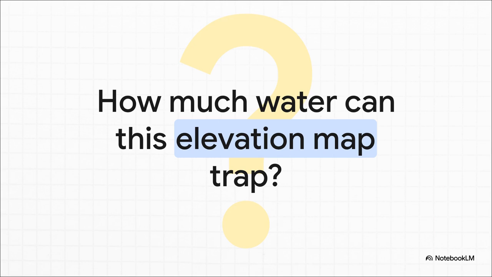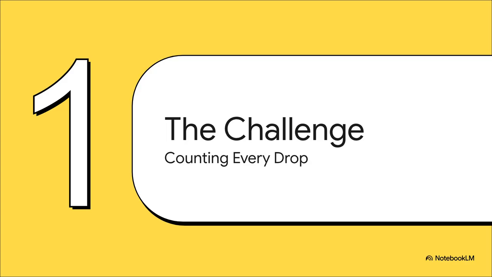Forget about code for a minute and just look at this as a puzzle. You've got this map, right? A bunch of bars with different heights. Now, if it started pouring rain, where would the water actually get stuck? And more importantly, how much water would we be talking about in total? So that's our mission, plain and simple.